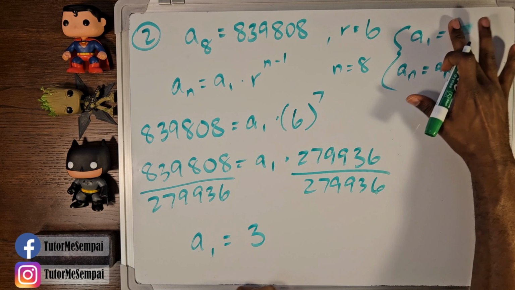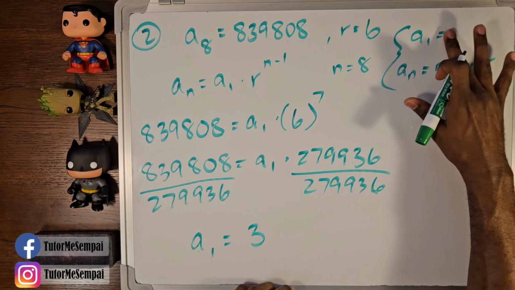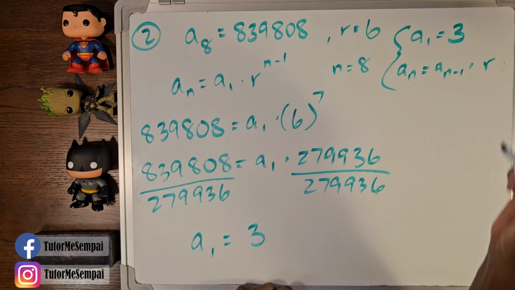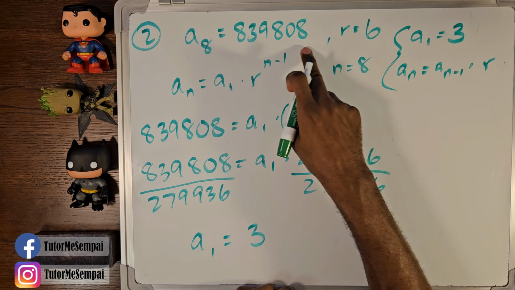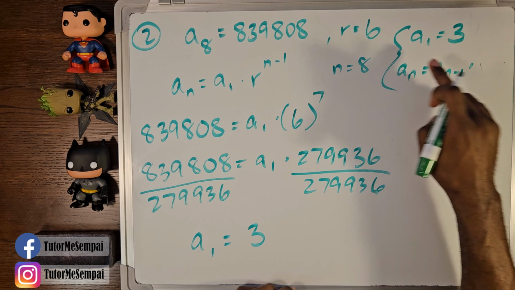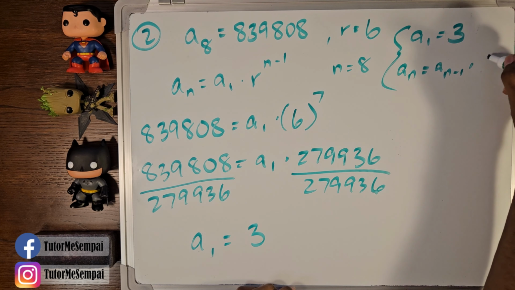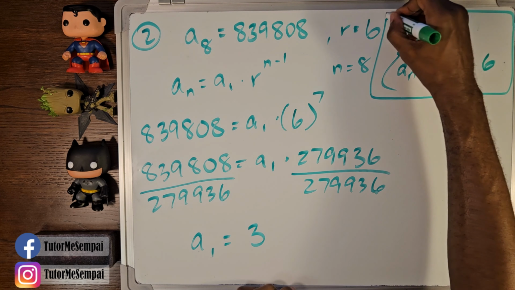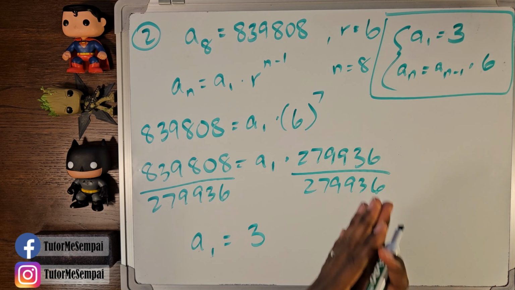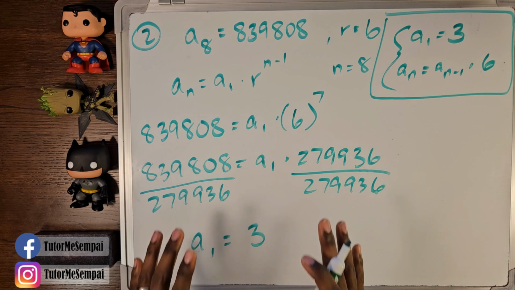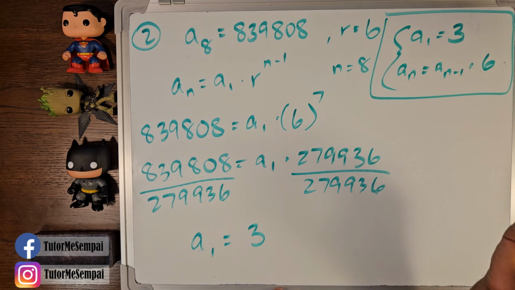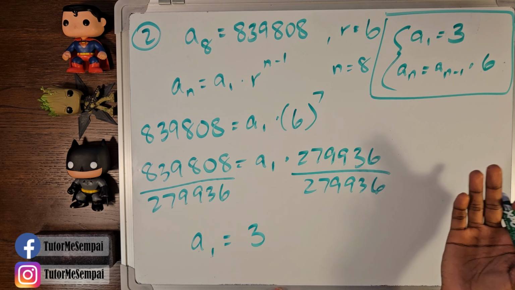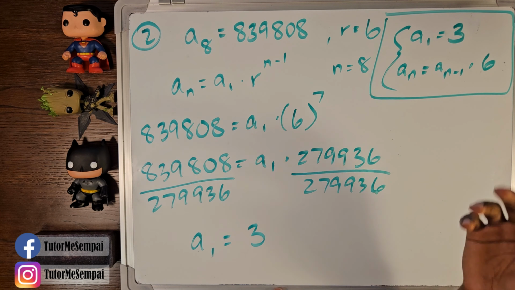So let's plug that in to our general form of our recursive formula over here. So a sub 1 is going to be 3, and we know our common ratio to be 6, so we can write that here as well. And this is going to be the answer to this question. This is our recursive formula for this geometric sequence: a sub 1 equals 3, and a sub n equals a sub n minus 1 times 6, which would be your common ratio.